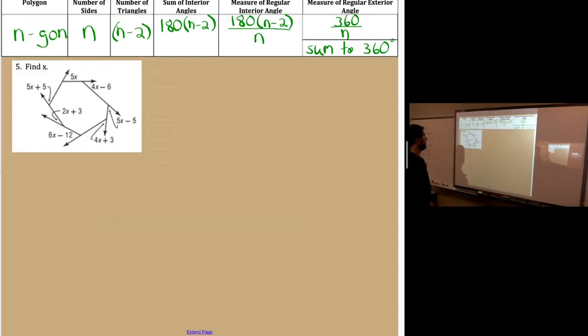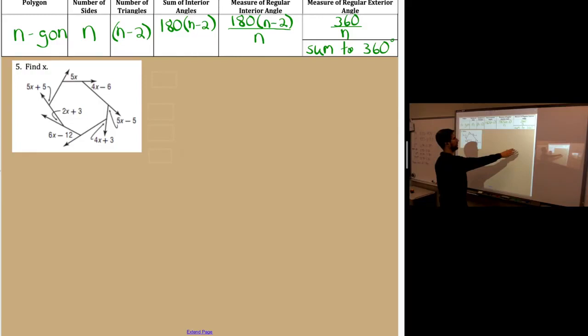Number 5, this one's different also, because are we dealing with interior angles again? No, we are not. We are dealing with exterior angles. We see that they are on the outside. So interior, inside, exterior, think about it, it's exiting. It's on the outside. So we can't be using the interior angles equation. Do we have an exterior angle equation? Well, yeah, we do. It's right over here.